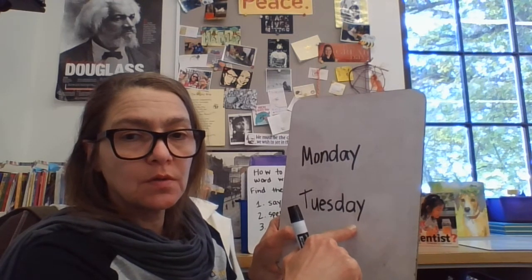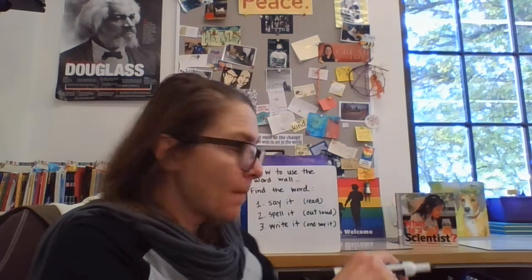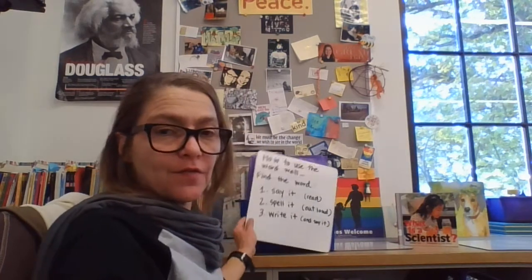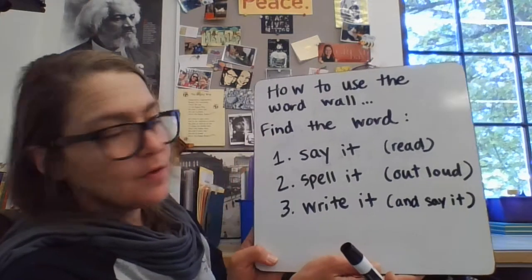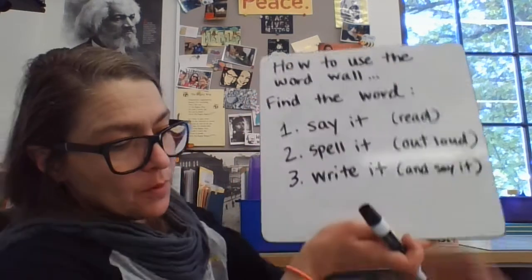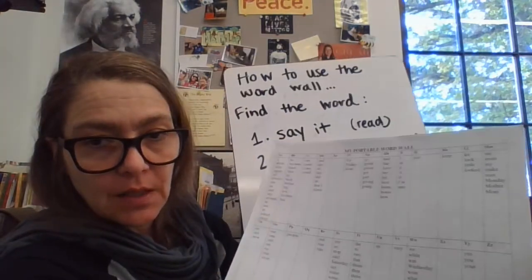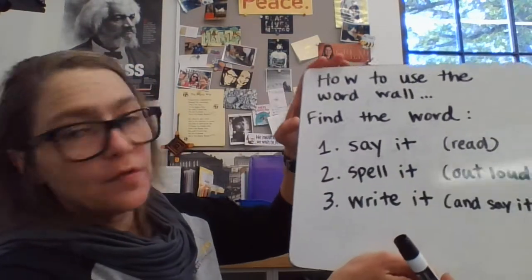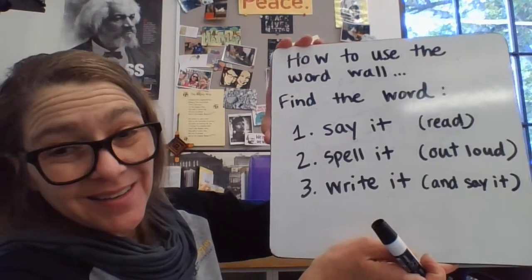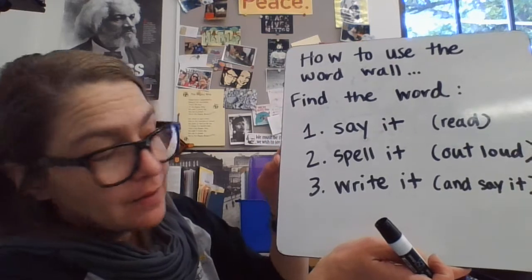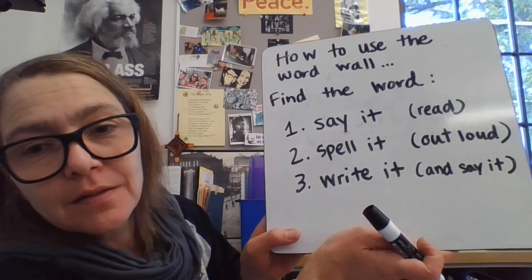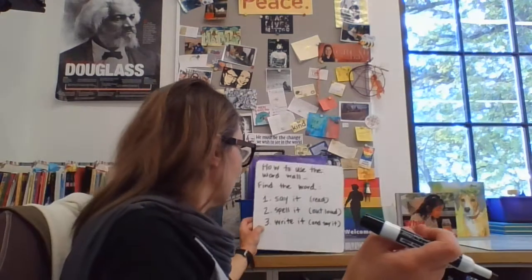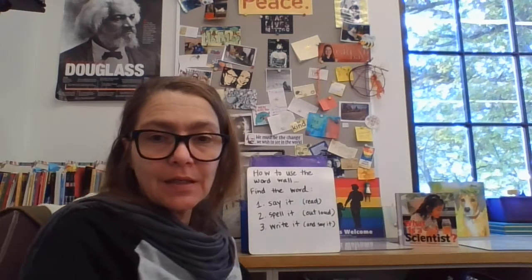Two-syllable words. All right. You can watch this video again if you forgot, and that's why I'm putting it up, so you can access it whenever you want. This is how you use the portable word wall. You find the word, you say it, you spell it, and then you write it really fast and say it again. All right, and that's it for today's writing lesson.